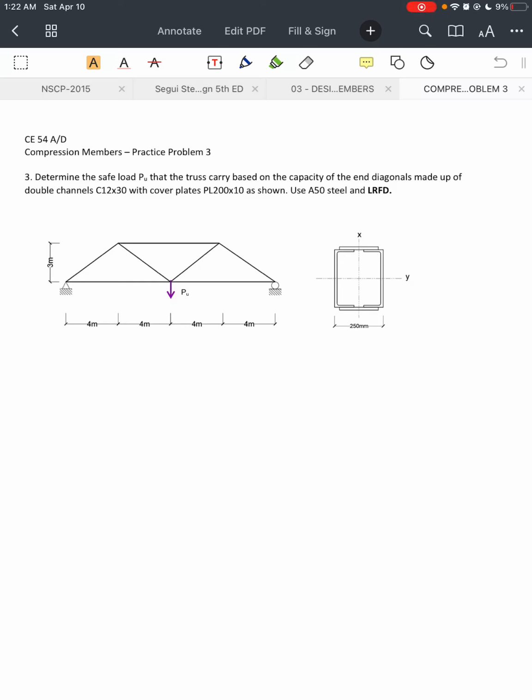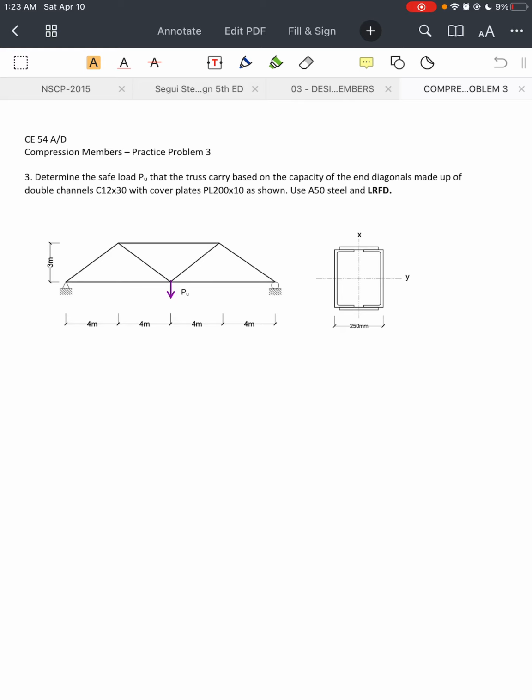So let's now have our practice problem number 3. For our practice problem number 3, determine the safe load PU that the truss can carry based on the capacity of the end diagonals, made up of double channel C12 by 30 with cover plates 200 by 10 as shown. Use A50 steel and LRFD.